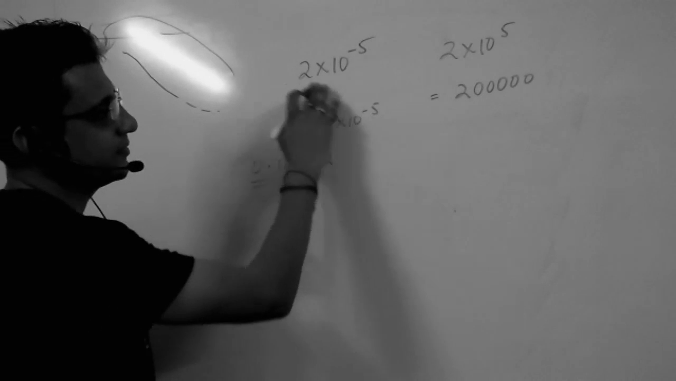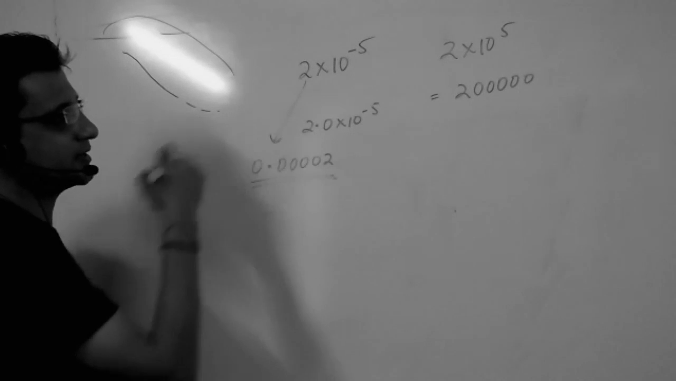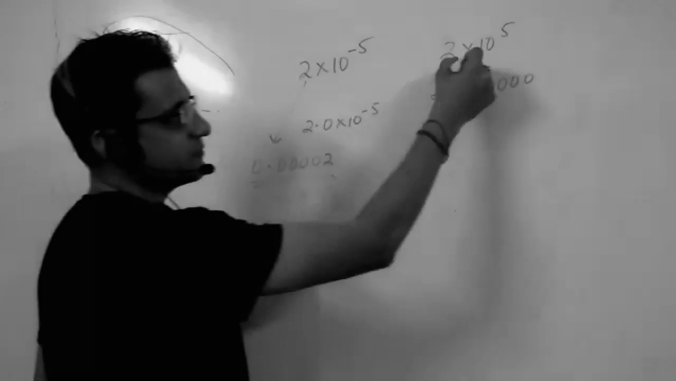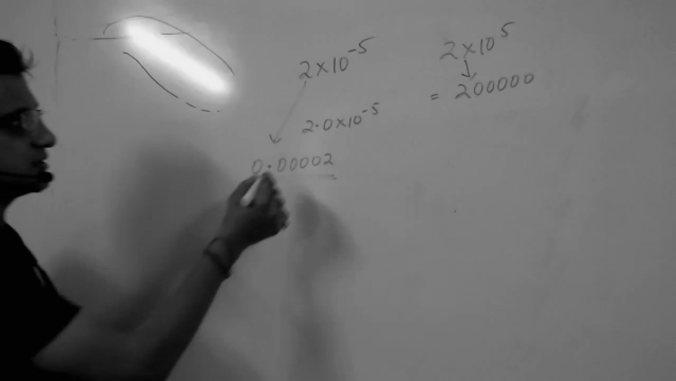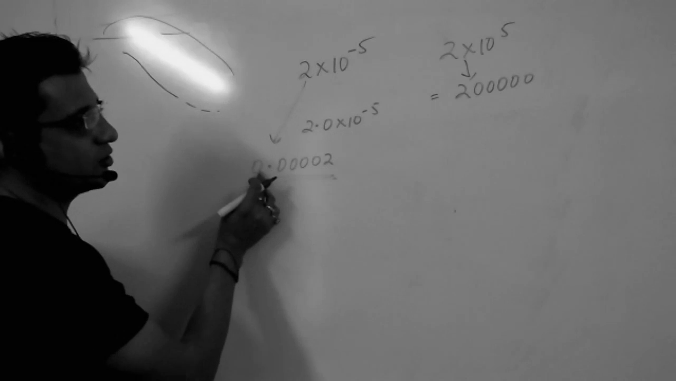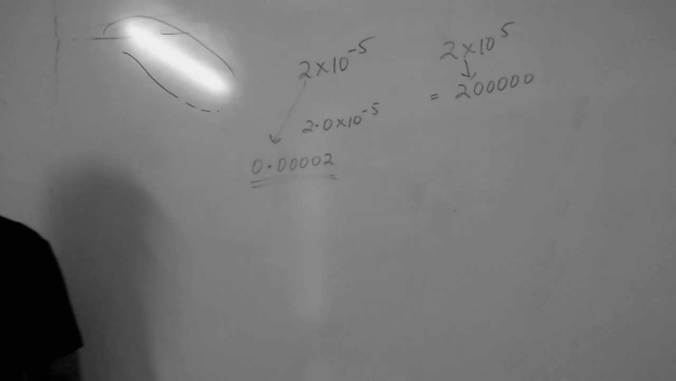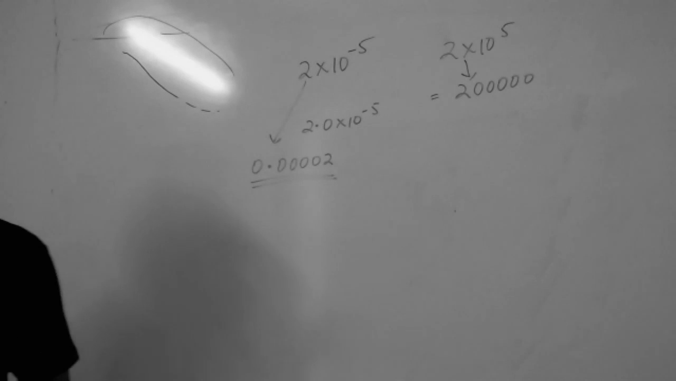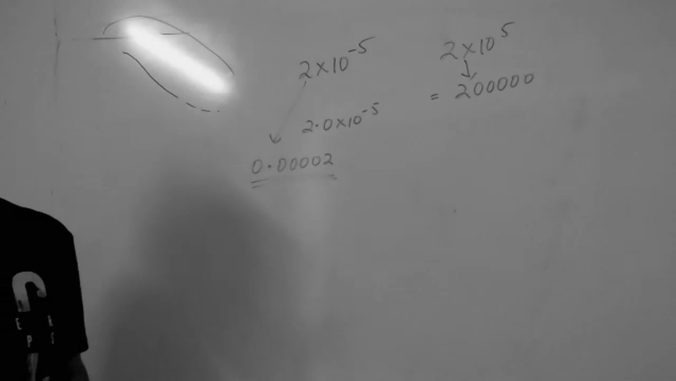Negative is making a number small. Positive is making a number big. So in this, the decimal will go left hand side. In this, the decimal will go right hand side. When the decimal goes left hand side, it means that the number is becoming small. When the decimal goes right hand side, it means the number is becoming big.